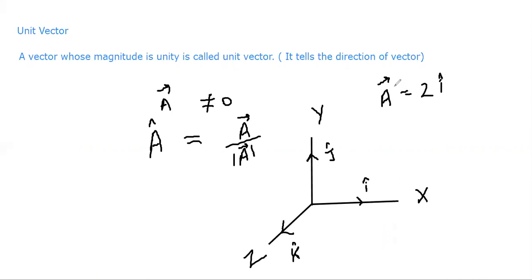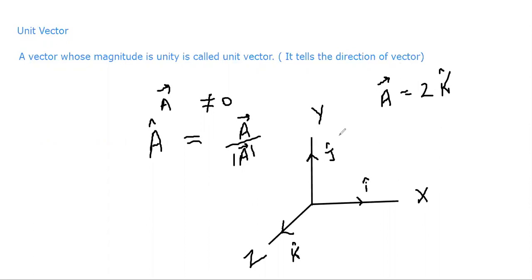Now for example, if I say a vector is equal to 2 i cap, i cap will tell you that this vector is in which direction? It is in x axis. If I say it is 2 j cap, that would mean that vector is in y axis. But if I say it is 2 k cap, that would mean the vector is in z axis. So these i, j, k tell you direction.